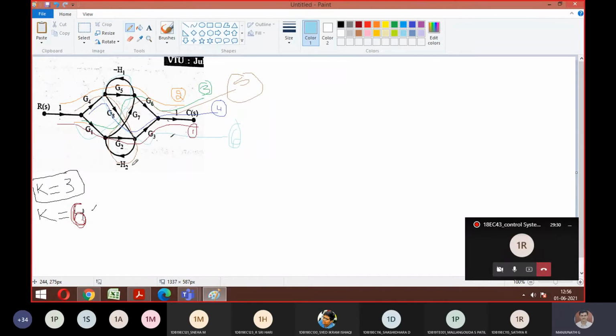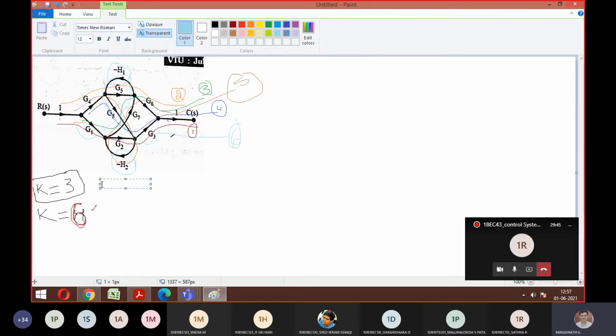This was not happening in the previous problem. That's why we were least bothered about feedback paths. But in this problem particularly, we have to trace. So I hope everyone got the first step of what we are supposed to solve now. Is it okay? Yes, sir.